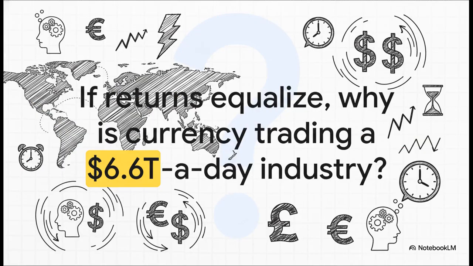And that leaves us with this one last, fascinating puzzle. We've just laid out a market that seems incredibly efficient, almost like a perfect self-correcting machine. So, if that's true, why is currency trading a massive, multi-trillion-dollar-a-day industry? I think it tells you that beyond the clean logic and the models, the real world of risk, timing, and raw human psychology is where all the action really is.